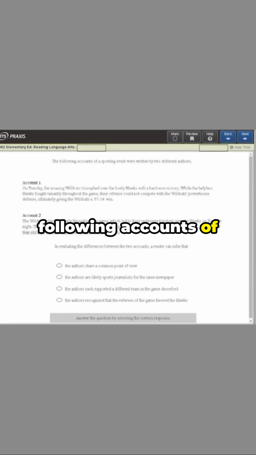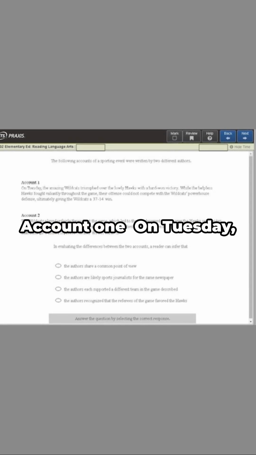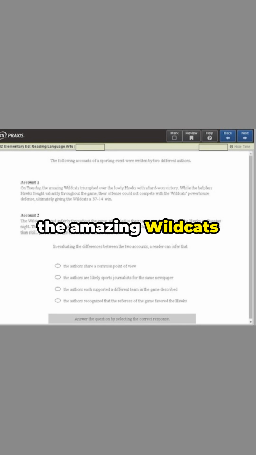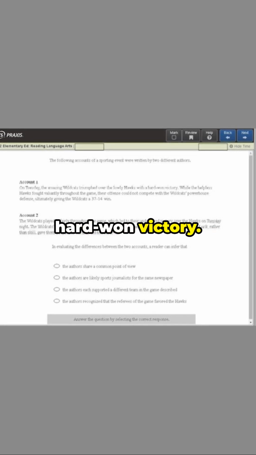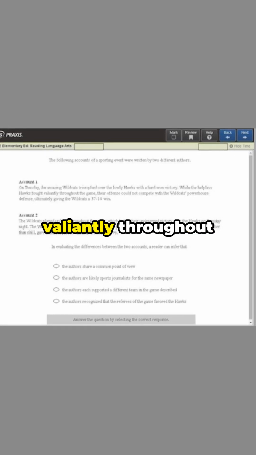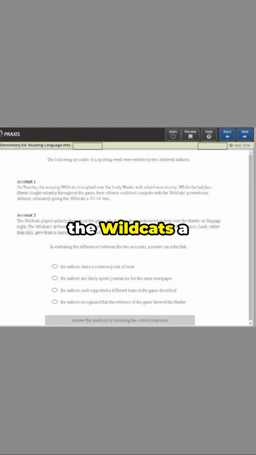The following accounts of a sporting event were written by two different authors. Account 1. On Tuesday, the amazing Wildcats triumphed over the lowly Hawks with a hard-won victory. While the helpless Hawks fought valiantly throughout the game, their offense could not compete with the Wildcats' powerhouse defense, ultimately giving the Wildcats a 37-14 win.